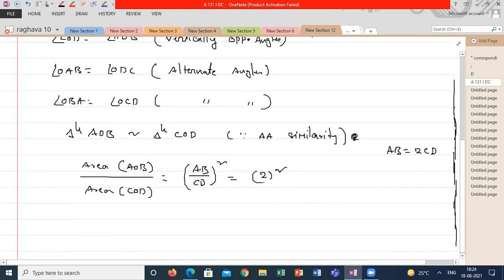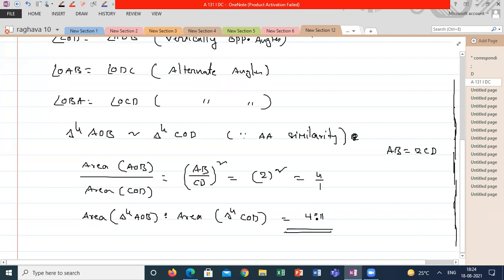They are asking the ratio of the areas of the triangles. So this will be 4 by 1. So area of triangle AOB to area of triangle COD will be 4:1. This is how I can explain or solve this question. Guys, is it clear? Students, is it clear? 4:1. How I got 4:1? So I can give one more question.